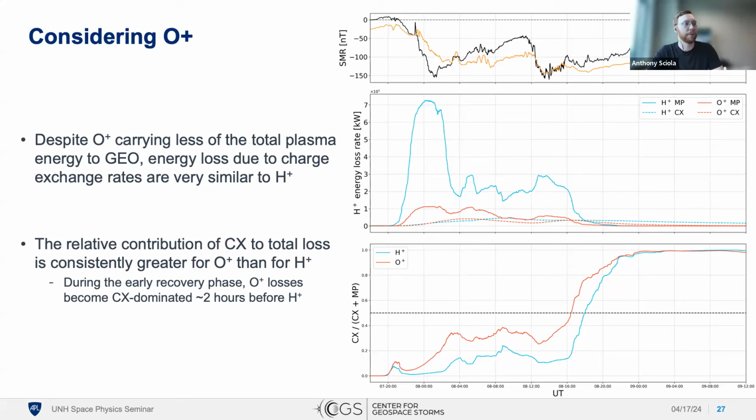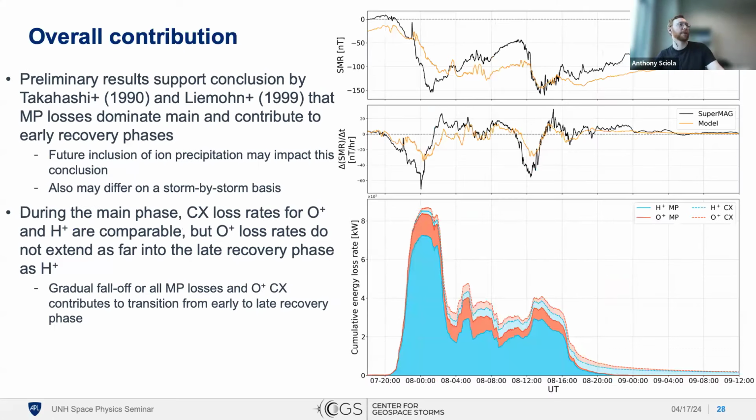But we do have some more digging to do there to see how those factors all play into it. And if we look at the relative contribution of charge exchange versus the total losses for both of these species, we see that, again, the charge exchange contribution is consistently greater for O plus than it is for H plus. One of the consequences of this is that going into the early recovery phase, the O plus losses actually become charge exchange dominated about 2 hours before they do for H plus, which is kind of interesting.